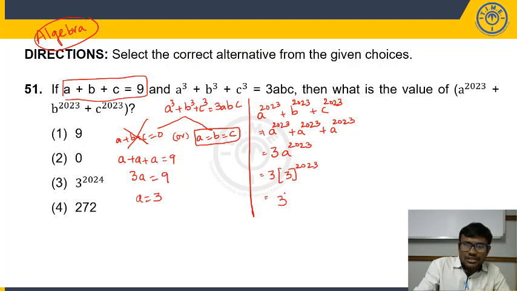So your answer is 3 to the power of 2024. Which option? Option number 3. Hope this is clear for you. Now, let's get into the next question.